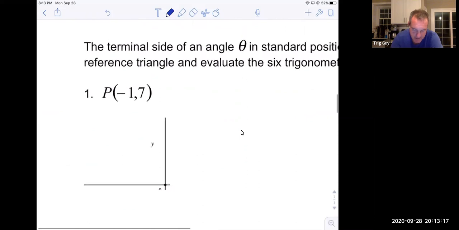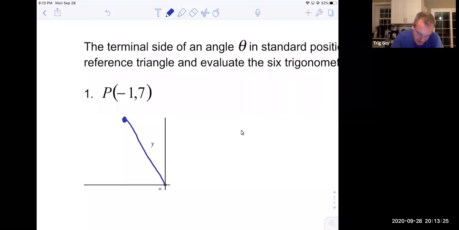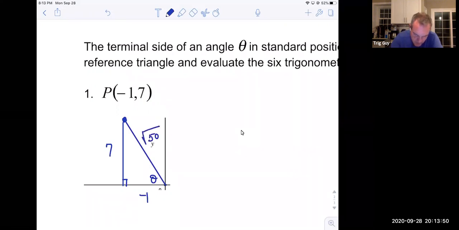But it says, hey, suppose we got a point -1, 7. That's 1 to the left, 7 up, probably right about there, right? So we'll connect that to the origin and then drop a perpendicular to give us a reference triangle. We'll call this angle theta. So that's 1 to the left, 7 up. And then all I have to do is use the Pythagorean Theorem, right? 1 squared plus 7 squared, that's 1 plus 49, that's 50. So the hypotenuse is root 50, which is my radius, right? 7's my y, -1 is my x.